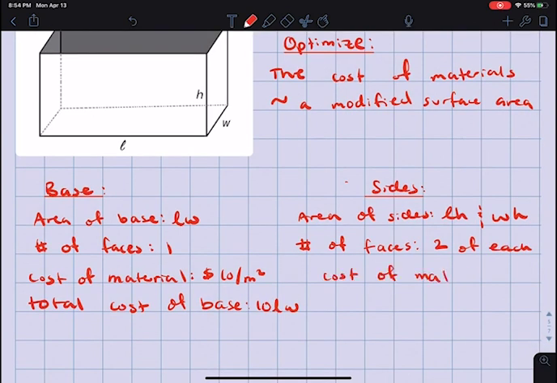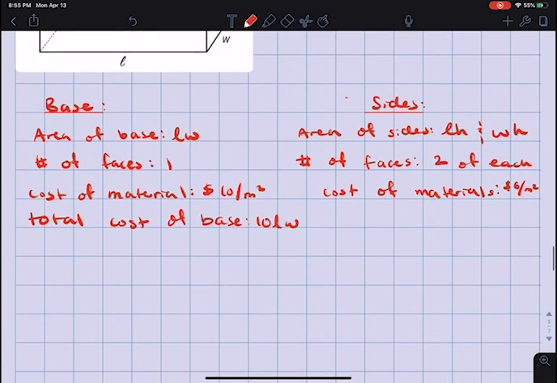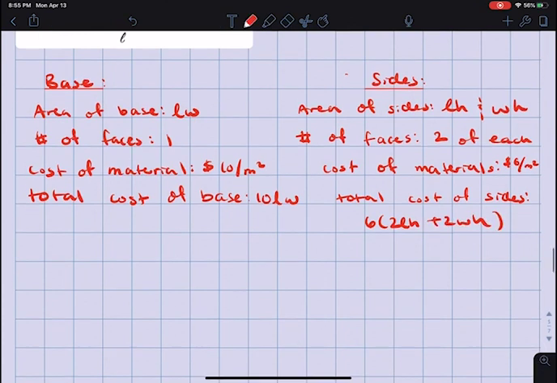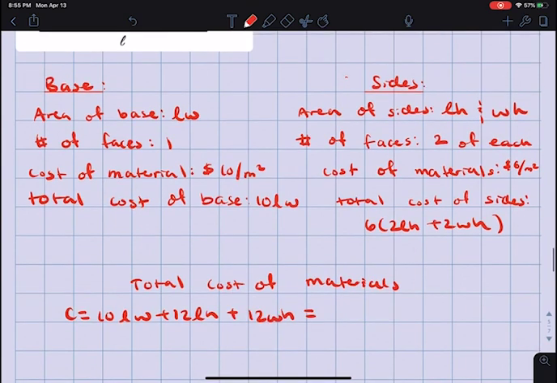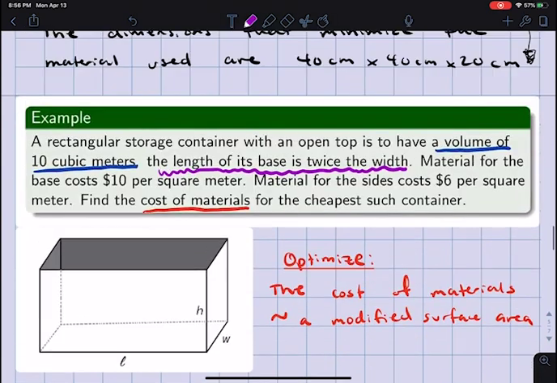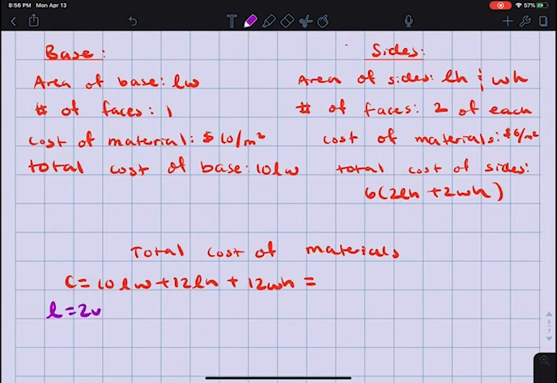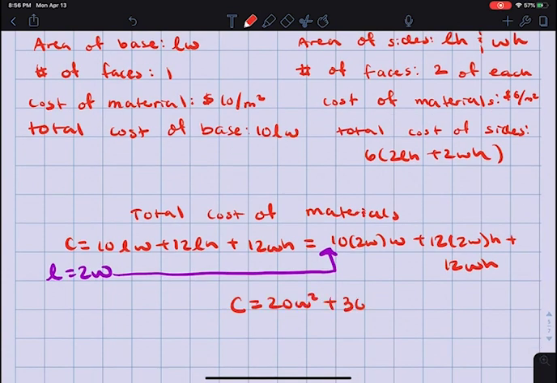So the total area of the sides is 2 length times height plus 2 width times height. So the total cost of making the sides is 6 times that quantity. Adding the cost of the two, we can finally derive our cost function. This time, since we read the problem carefully, we realized that the length has to be twice the width, or in other words, L has to equal 2W. So we'll make the substitution into our cost function now.